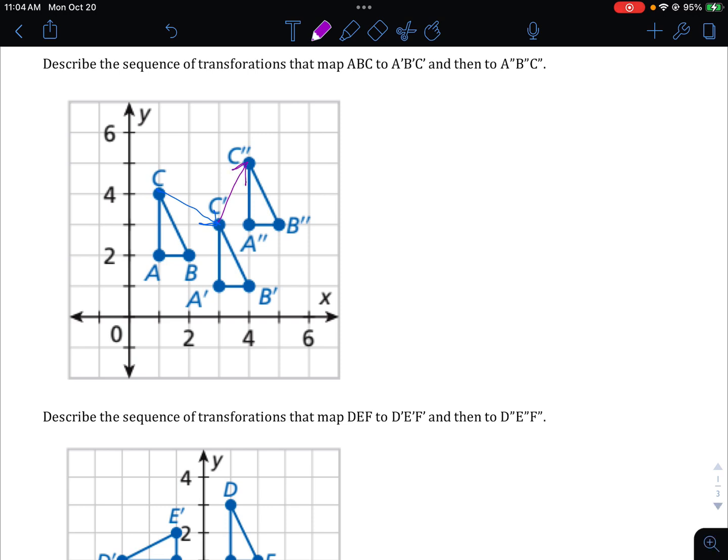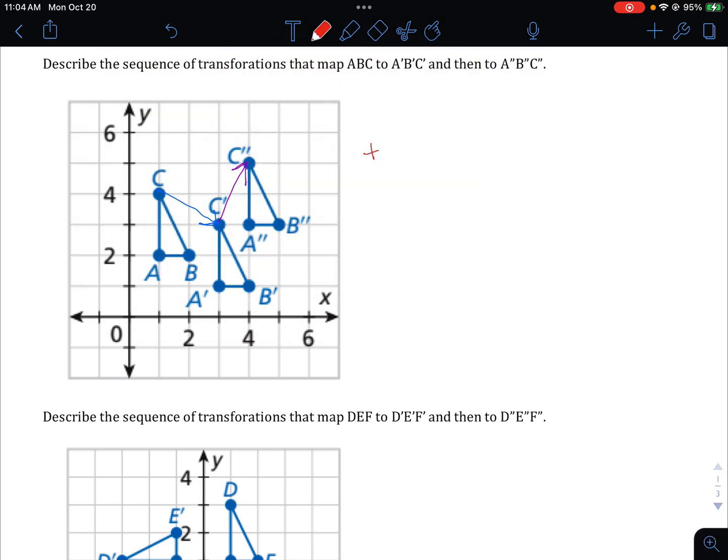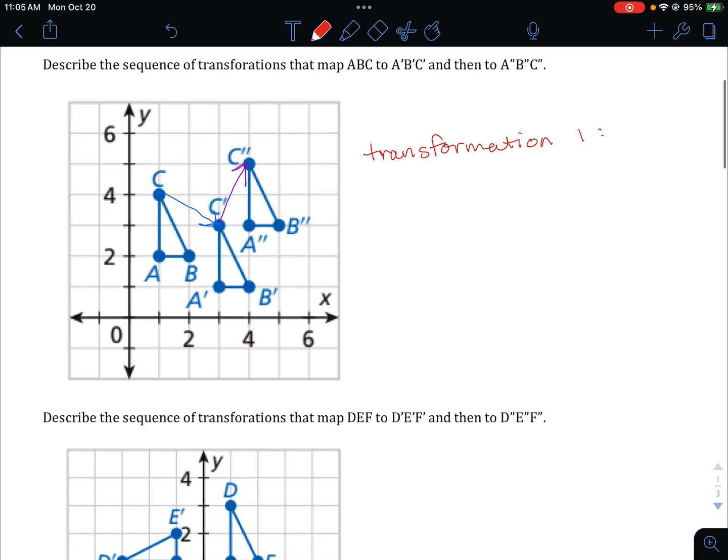Okay, so I'm looking at this and I'm seeing that it stays in the same orientation. It's not flipped over. It's no bigger or smaller. This to me is just a translation. So for the first translation, I'm going to write transformation number 1. It looks like we are going right 3, down 1.